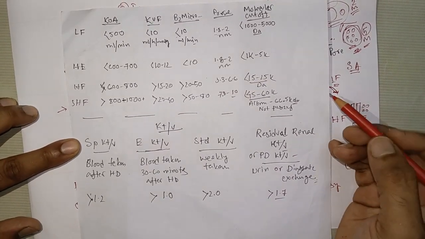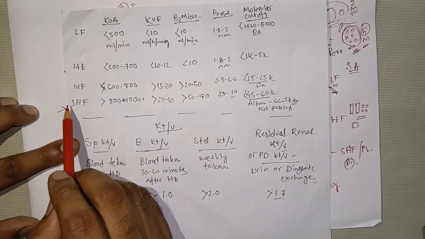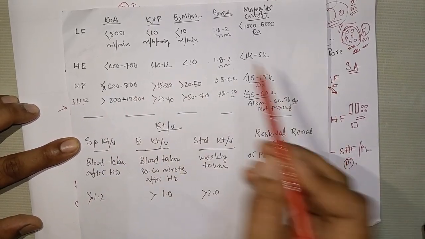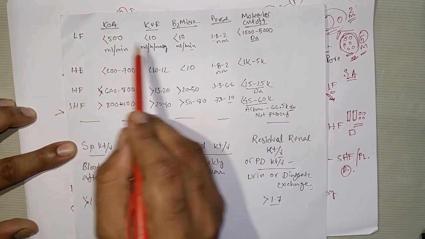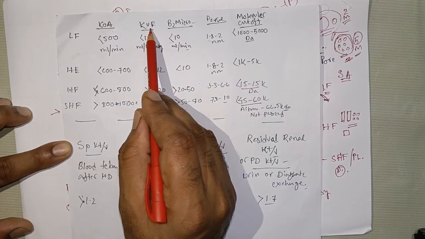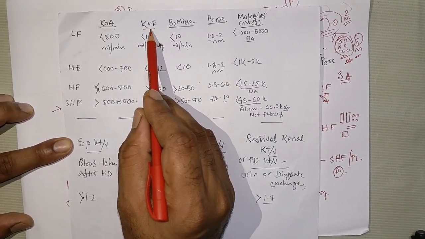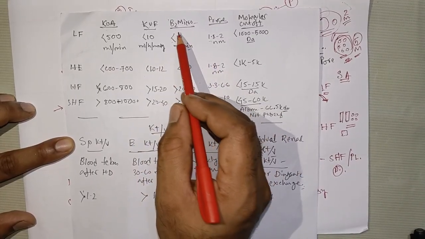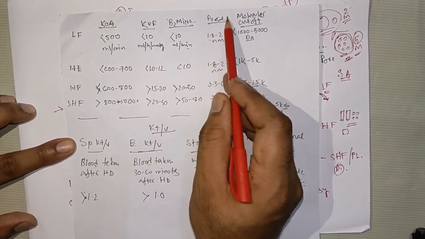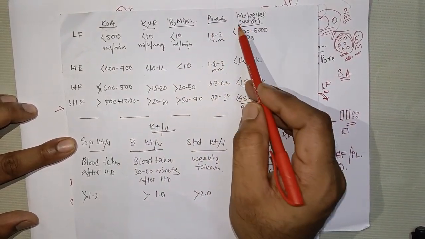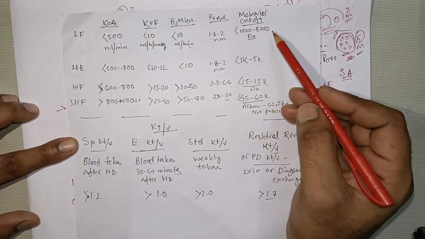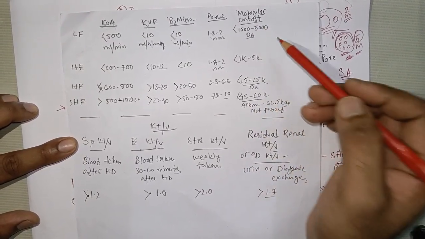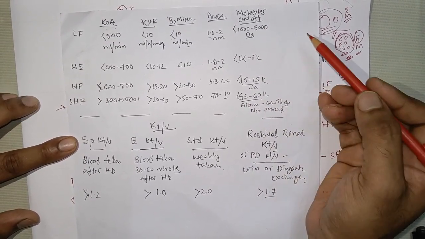In this part we make a chart of KOA, meaning urea clearance, and KUF, meaning ultrafiltration coefficient, meaning how much water is going to be removed. Beta 2 microglobulin is a larger molecule. Then pore size of a dialyzer, and molecular cutoff, meaning what size of molecule is going to pass through that dialyzer.